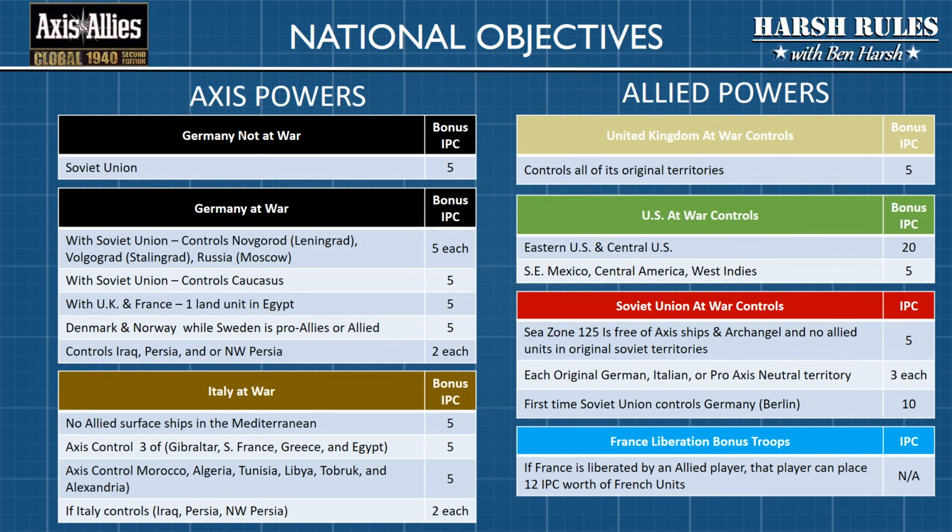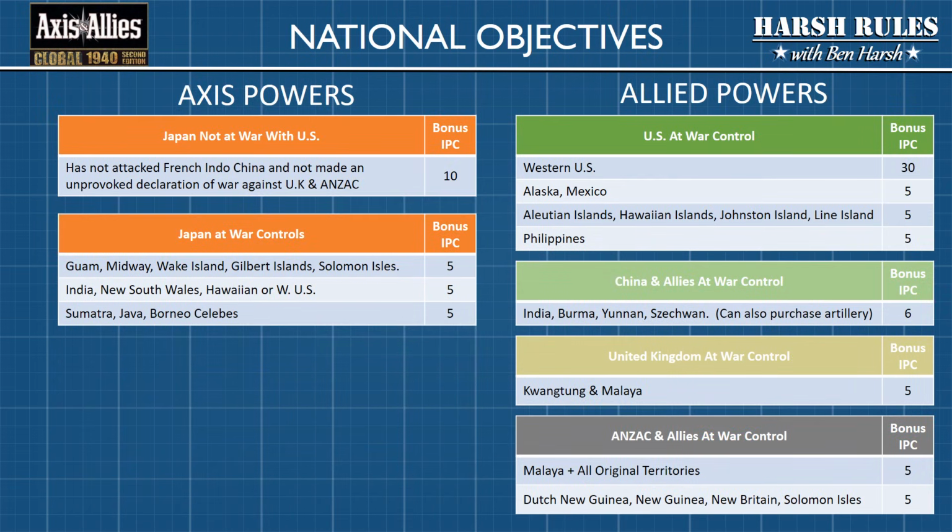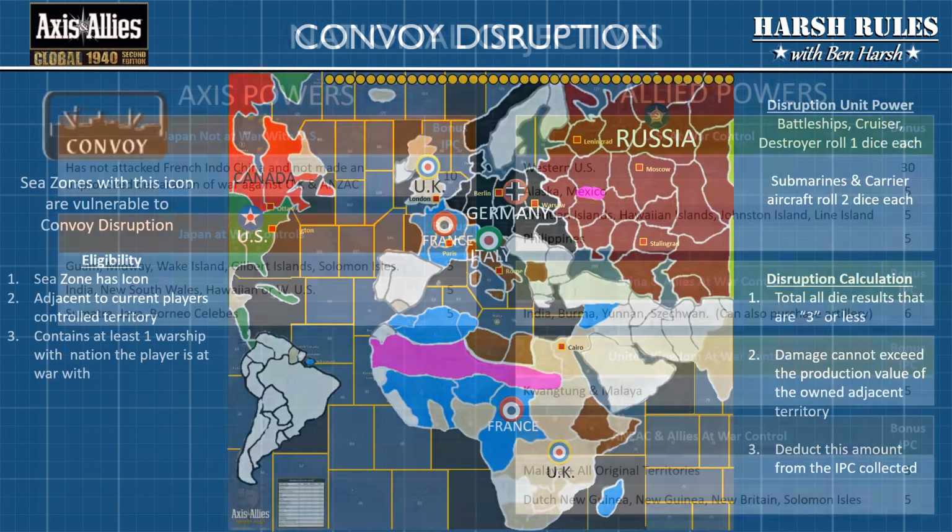France is also a unique situation in that when it's liberated, the player that liberates it gets to place 12 IPC worth of French units. Keep this in mind when a player liberates France. And this is the national objectives for the Pacific side of the map. Notice that Japan also receives bonus IPCs when not at war with the US. The remainder of the nations involved in the Pacific theater only receive IPC bonuses if they are at war.